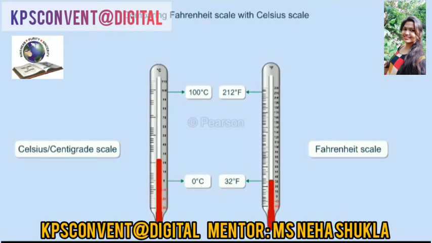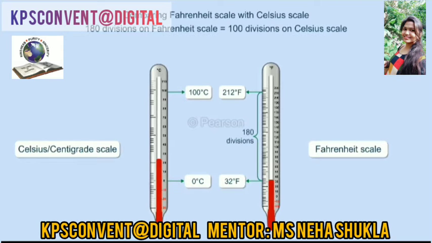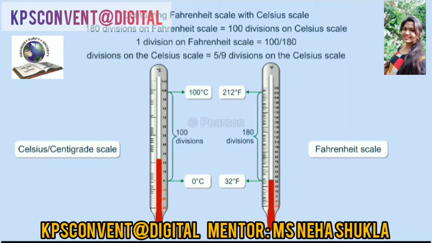How can we compare the divisions on the Fahrenheit scale with those on the Celsius scale? 180 divisions on the Fahrenheit scale equals 100 divisions on the Celsius scale. 1 division on the Fahrenheit scale equals 100 by 180 divisions on the Celsius scale, which is equal to 5 by 9 divisions on the Celsius scale.